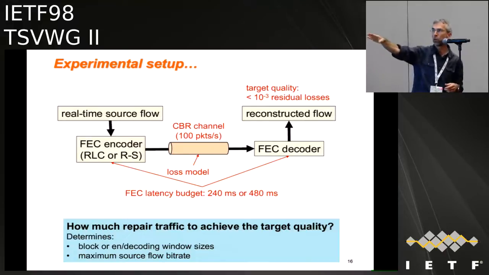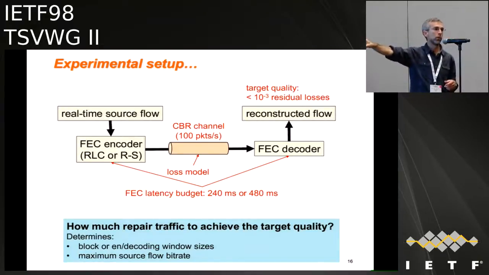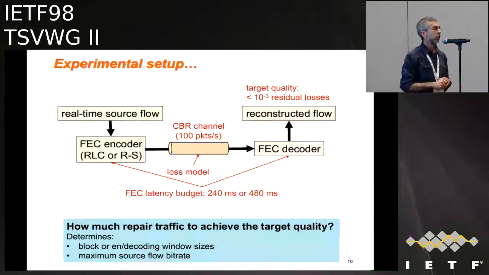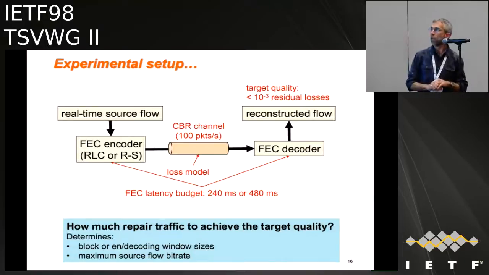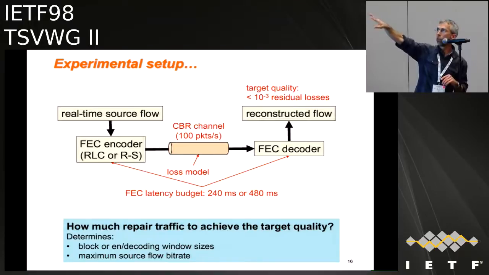I will explain what we are considering as loss model. There is something extremely important, which is the latency budget you can afford for recovering from packet losses. So in this experiment, we are considering 240 milliseconds, or almost half a second. The motivation for having such small latency budgets is that we are considering interactive flows, so interactive communications between the two sides.